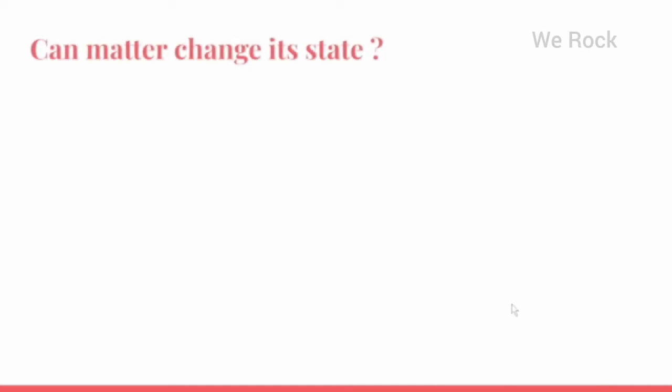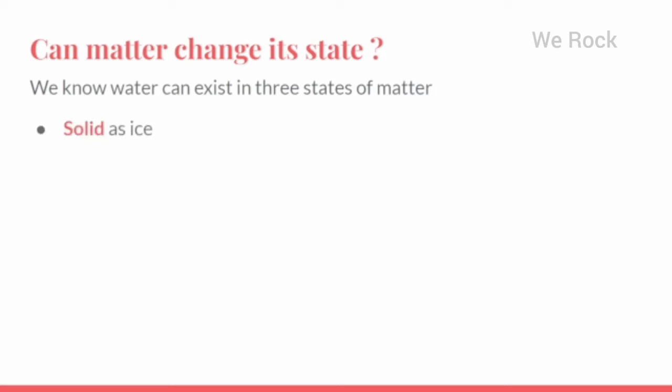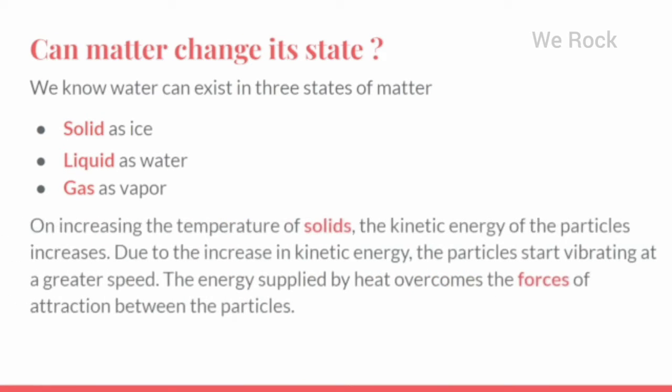Can matter change its state? We know water can exist in 3 states of matter: solid as ice, liquid as water, and gas as vapor. On increasing the temperature of solids, the kinetic energy of the particles increases. Due to the increase in kinetic energy, the particles start vibrating at a greater speed. The energy supplied by heat overcomes the forces of attraction between the particles.